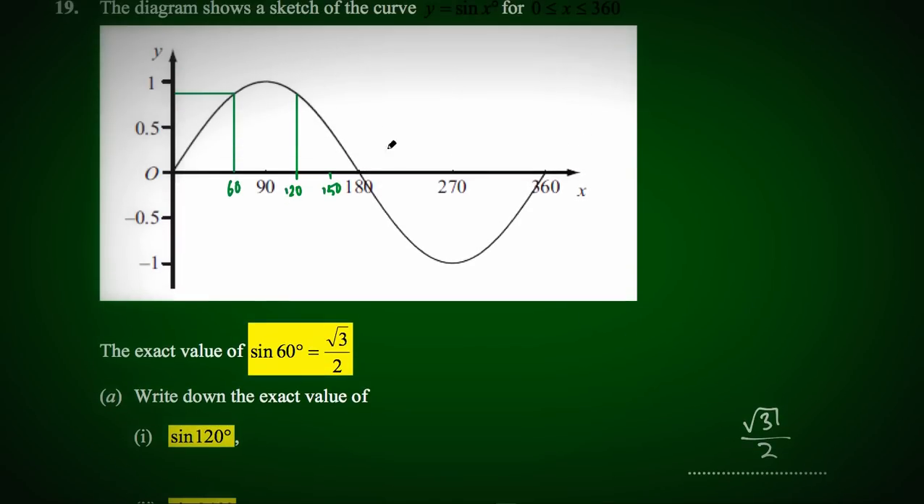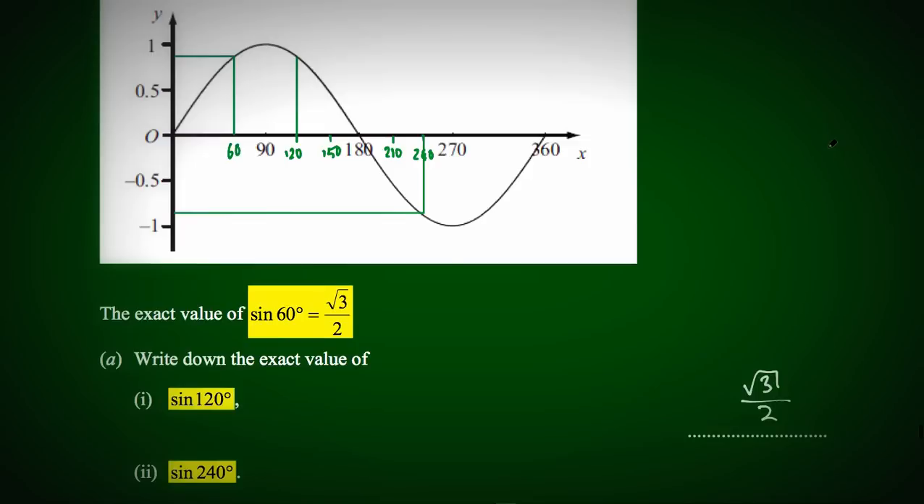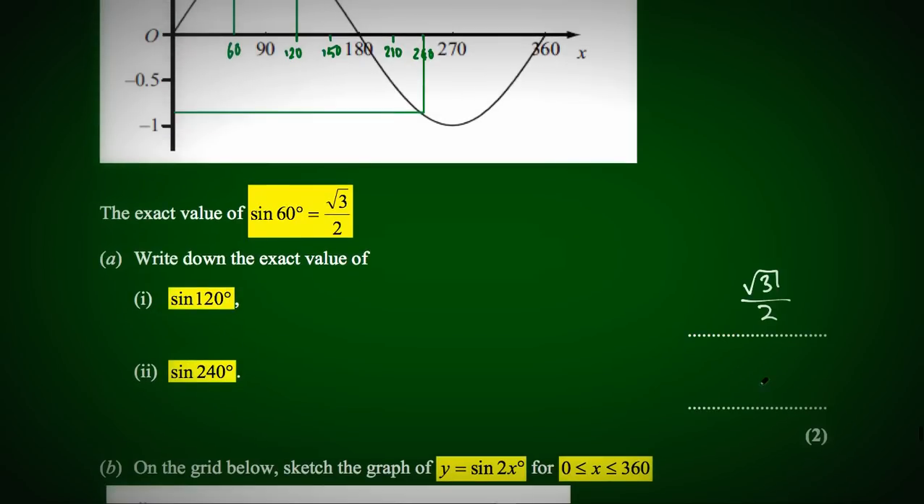Then it asks me sine 240. If I keep on dividing things into 30-degree chunks, the next thing after 180 is 210, and then it'll be 240. And because the graph is exactly the same, but now it goes under the x-axis, this reading here is in the same position, but now negative. So if I read that off there, it's exactly the same as this one, but it's the negative version. So using that symmetry of the graph, sine 240 is minus root 3 over 2.